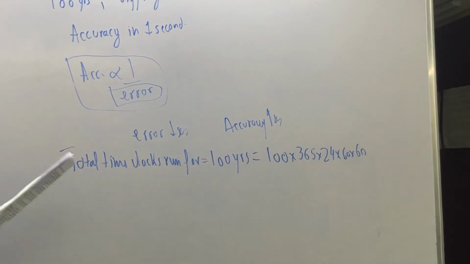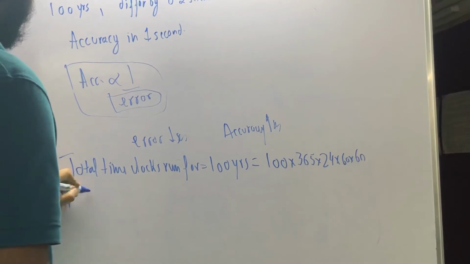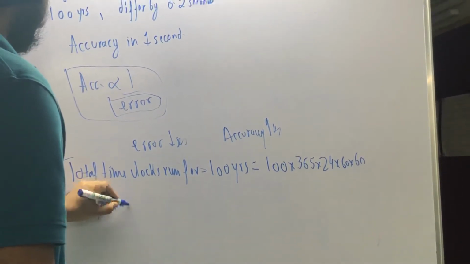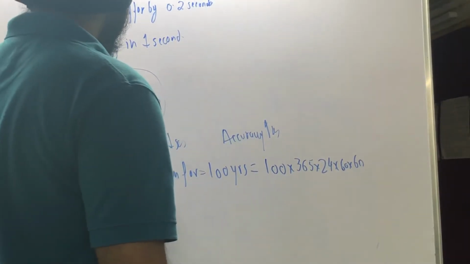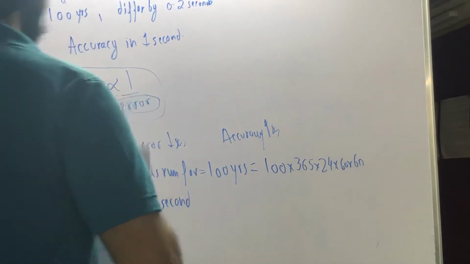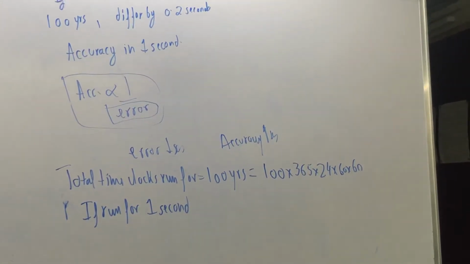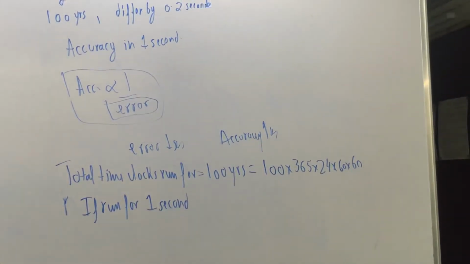Okay, if they run for 1 second, see, in 100 years the error is how much? 0.2 second. In 100 years the error is 0.2 seconds. Okay, now in 1 second how much is the error?